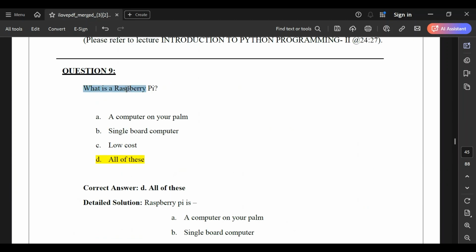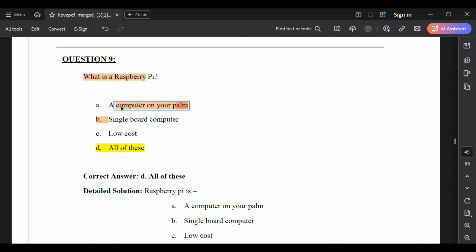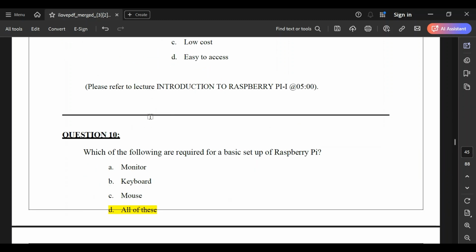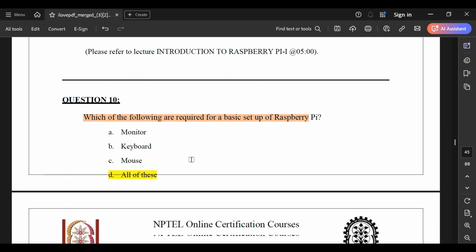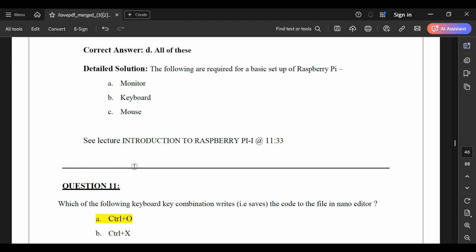What is Raspberry Pi? This was the question asked. So it is a computer on your palm, a single board computer, low cost. All of these are there. It was asked in my examination. So this is used with Python. Which of the following are required for a basic setup of a Raspberry Pi? All of these: monitor, keyboard, mouse, are used.